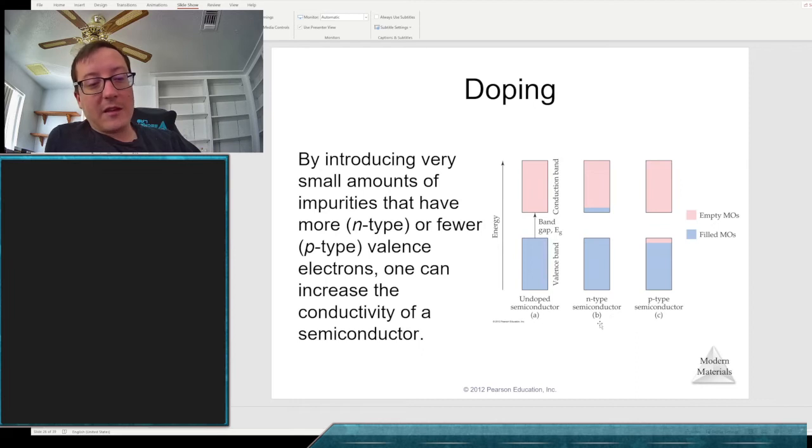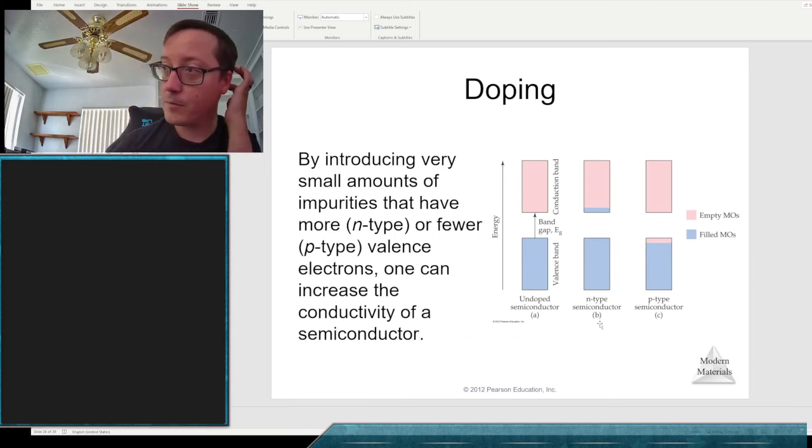And so you get, again, very specific band gaps for whatever your purpose is. As long as you know your band gap, you can control stuff really well. And so these are very useful materials for us.